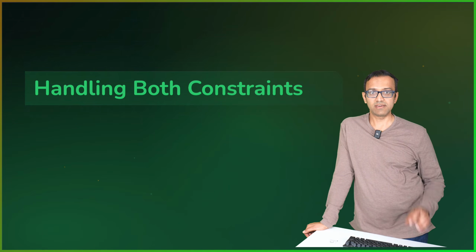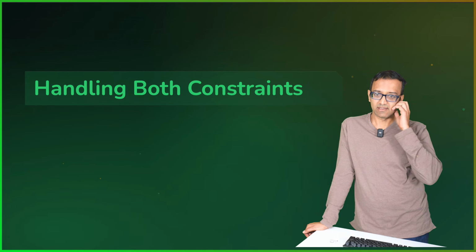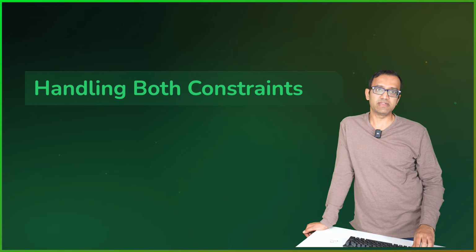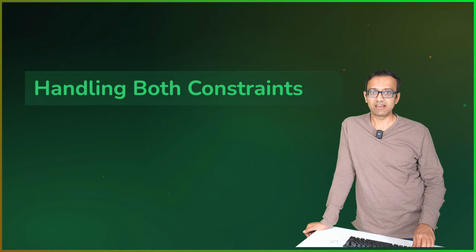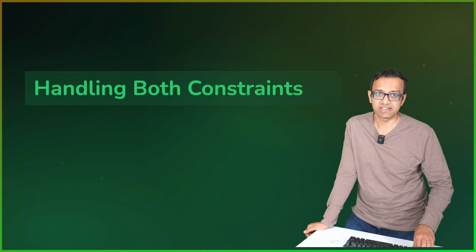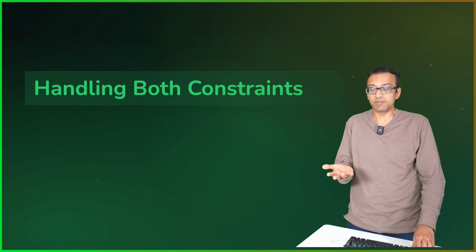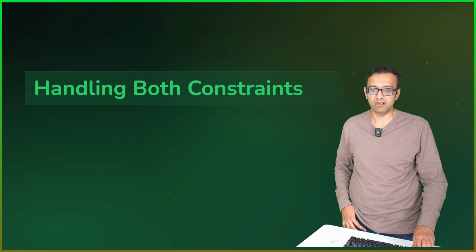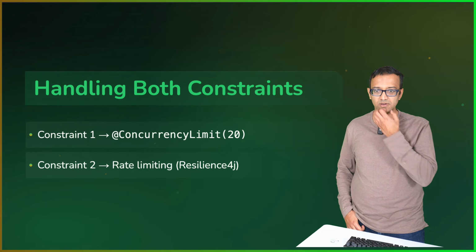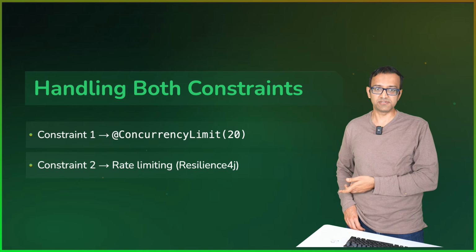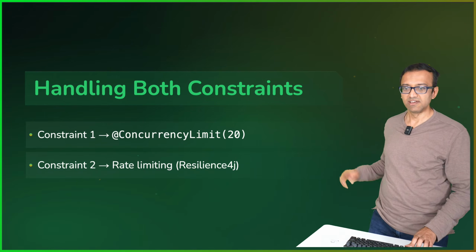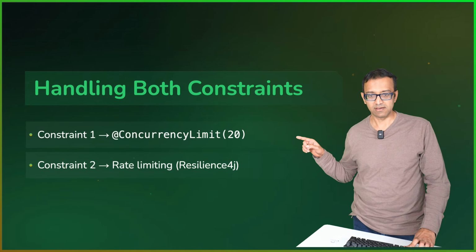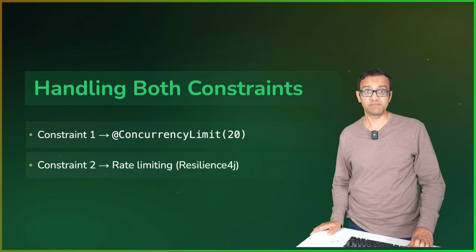And for the second one, you would need some kind of rate limiting approach. Spring 7 does not have rate limiting built in, right? You can use Resilience4j, or you can implement your own custom token bucket logic. So you either have to use an external library or you have to come up with it yourself. Concurrency limit is what is available in Spring Framework 7.